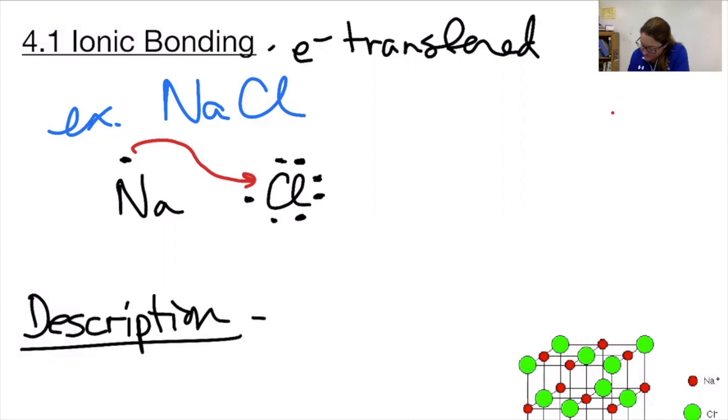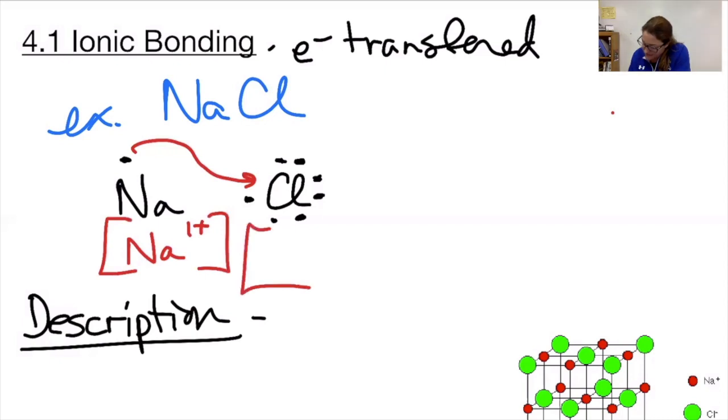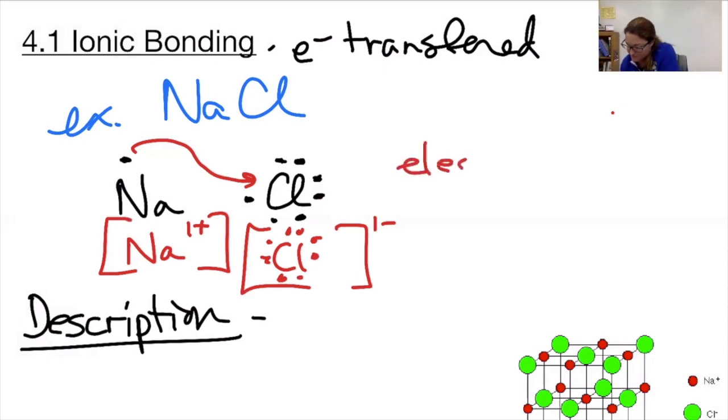As a result, the sodium loses its electron and becomes positively charged. And the chlorine now has a full valence shell of 8 electrons and is now negatively charged. And positive and negative things attract and stick together. We call this an electrostatic attraction.